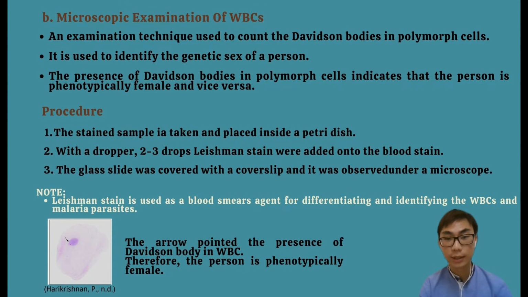It is an examination technique used to count the division bodies in polymorph cells. It is used to identify the genetic sex of a person. The presence of division bodies in polymorph cells indicates that the person is phenotypically female, while the absence of division bodies indicates that the person is phenotypically male.